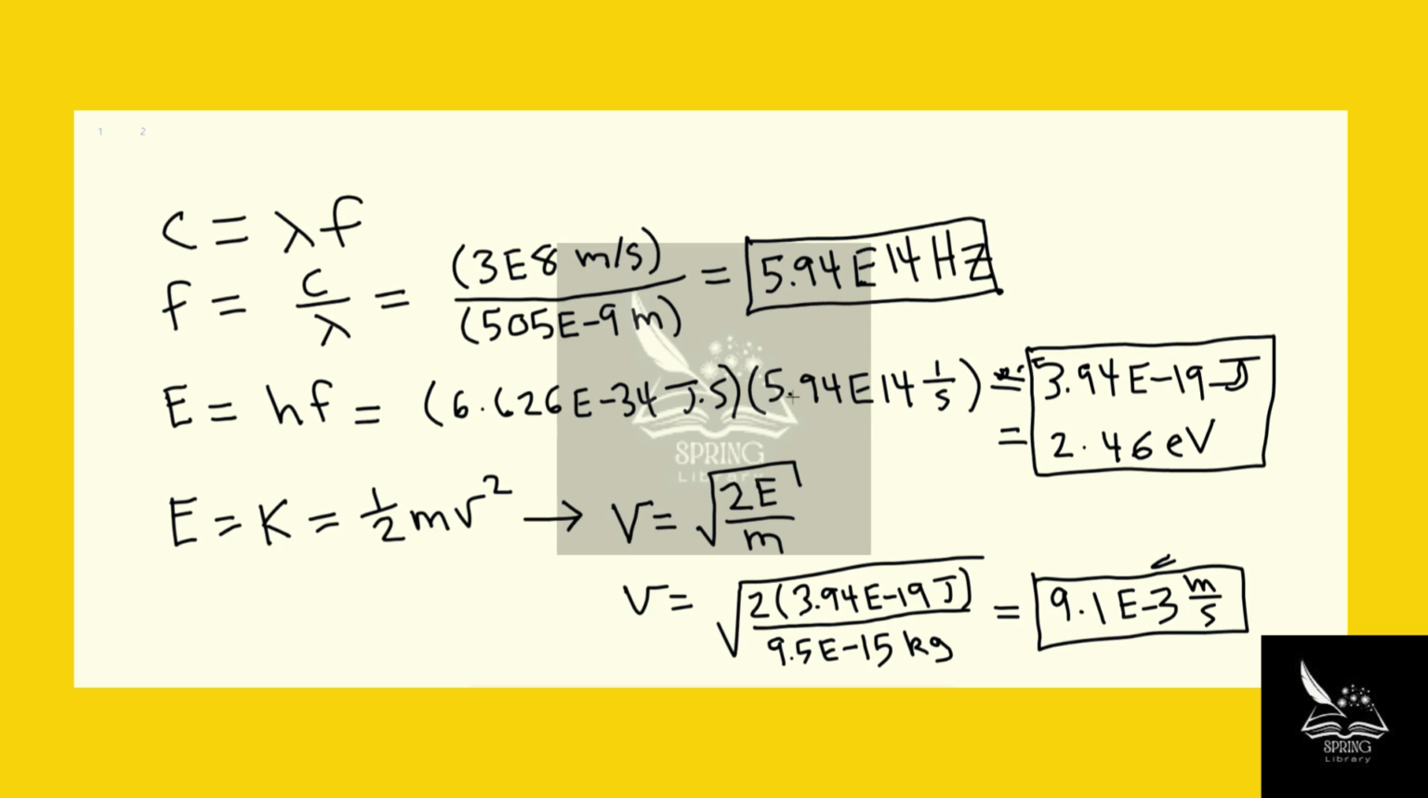So here are the three results we were asked to find. We found the frequency of individual photons for green light. We found the energy of individual photons for this green light. And we found what the velocity gained would be if this light were converted directly into kinetic energy for a bacterium.